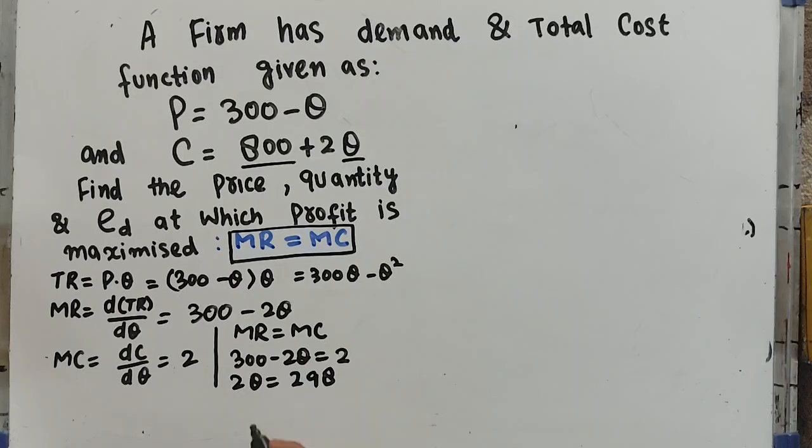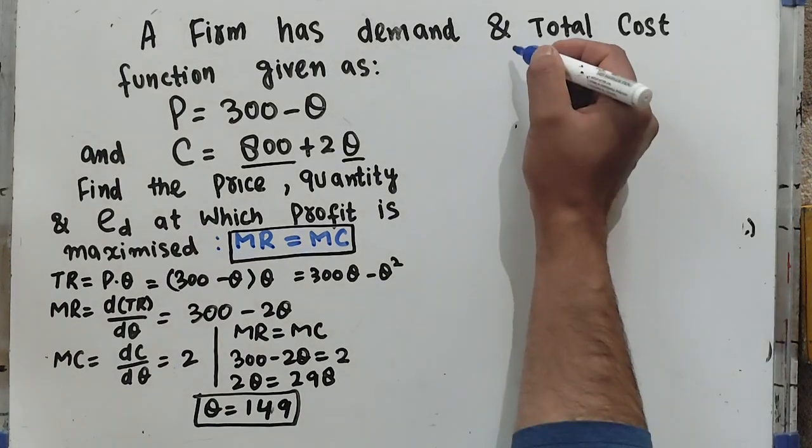Dividing both sides by 2, we will get the profit maximizing quantity: 2 ones are 2, 2 fours are 8, 2 nines are 18. So the profit maximizing quantity will be 149 units. Okay, so I can draw the graph here also.